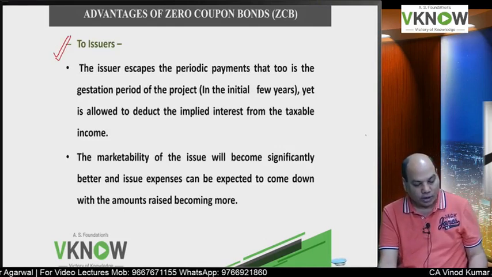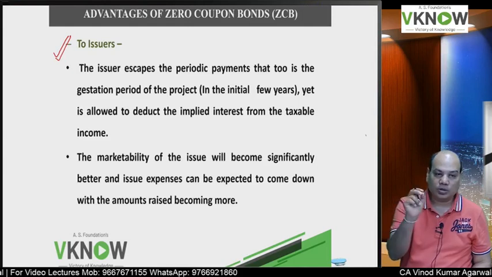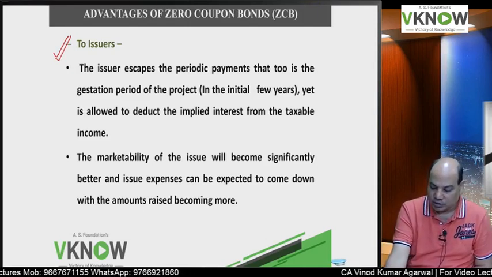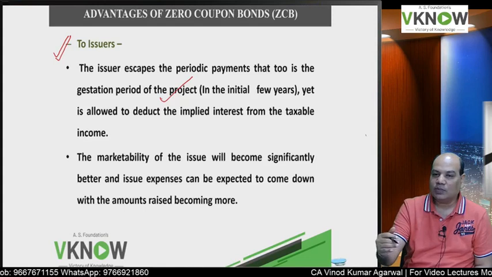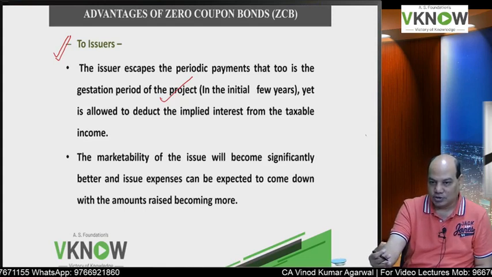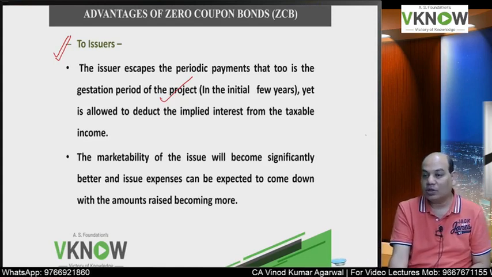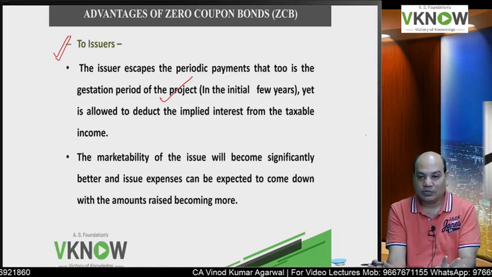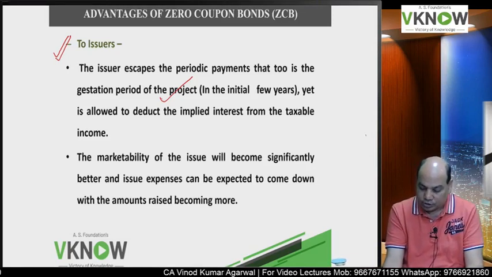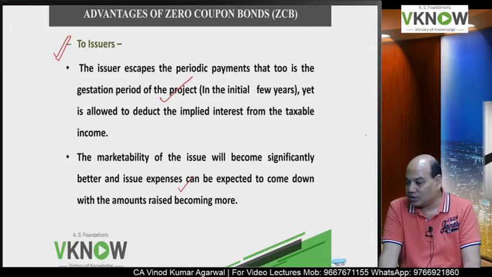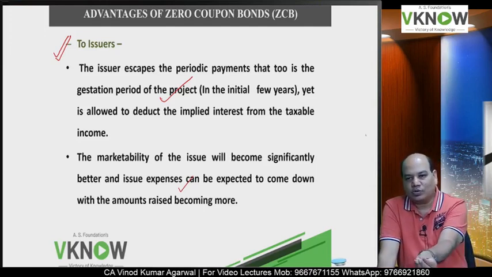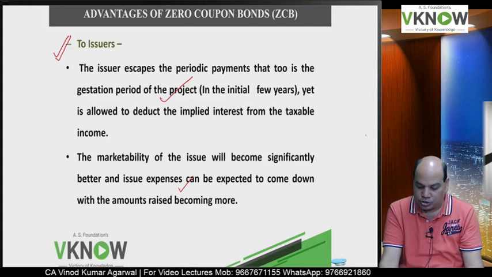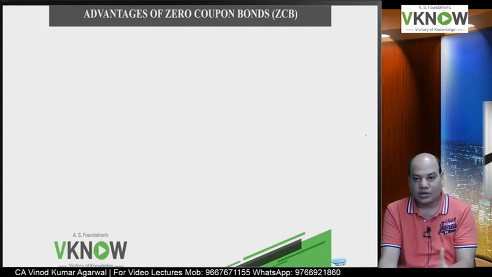Why would a company issue a zero coupon bond and why would an investor invest in a zero coupon bond? The benefit to the company is that in the initial years, when you are developing a project or starting a business, you don't have enough cash flow to pay interest. So you want to keep minimum cash outflow in the initial years. Hence you can issue a zero coupon bond. And then it is easier to sell these bonds also because you tell the investor, see, you invest only 2700 and we'll give you 5000 rupees on maturity. So marketability is better. Issue expenses are lower because the amount itself is lower.